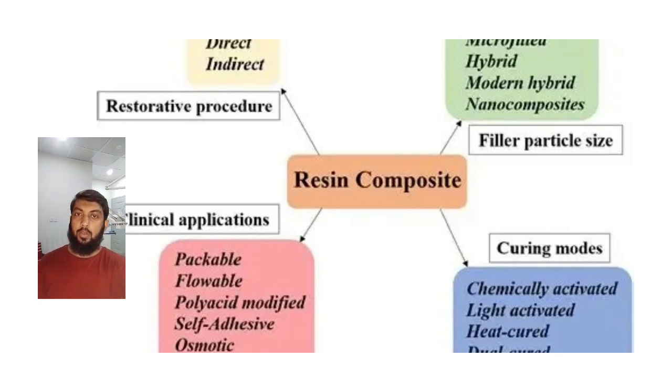Then came nanotechnology, the atomization of filler particles. Now we have composites which have a particle size of less than 1 micrometer. So this caused increased filler content, up to 75% or so of the composite. So improved strength, improved polishability, and use in posterior surfaces. And on the basis of light curing, I have already told you that there are light cured composites, dual cured composites, and cold cure or self cure composites.